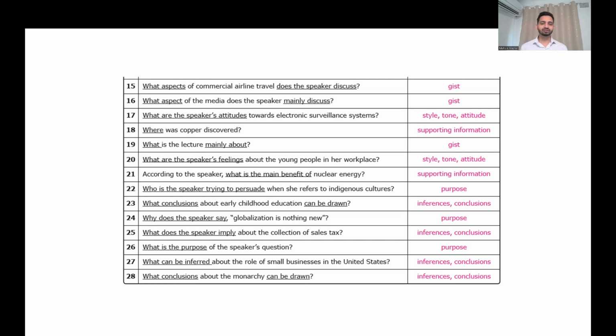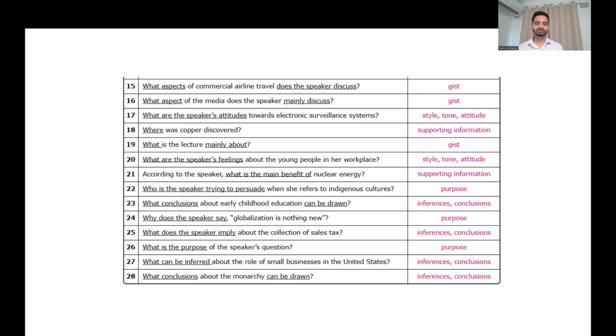Who is the speaker trying to persuade when she refers to indigenous cultures? Who is she trying? That's the purpose, right? What is the purpose of a writer when she refers to indigenous culture? Okay. What conclusions about early childhood education can be drawn? Conclusion and inference. So you have to listen to the whole thing about early childhood education, and you have to understand the conclusion, right? Don't come up with your own opinions. It should be the speaker's opinions.